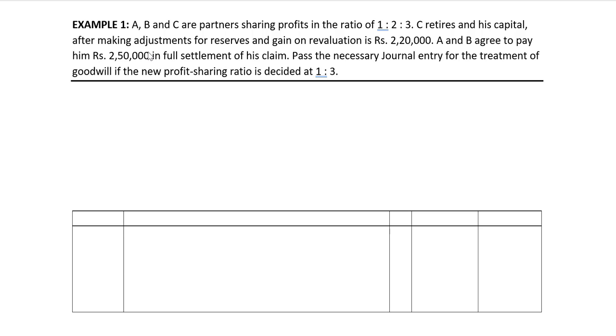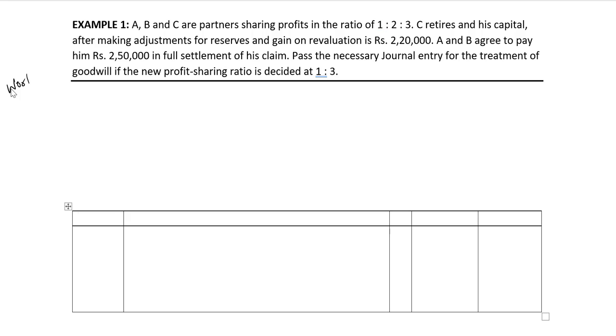Example 1. A, B and C are partners sharing profits in the ratio of 1:2:3. C retires and his capital after making adjustments for reserves and gain on revaluation is rupees 2,20,000. A and B agreed to pay him rupees 2,50,000 in full settlement of his claim. Pass the necessary journal entry for the treatment of goodwill if the new profit sharing ratio is decided at 1:3.